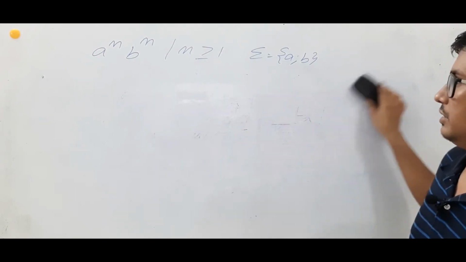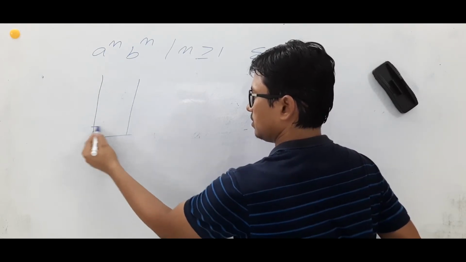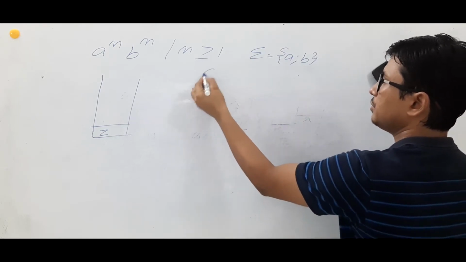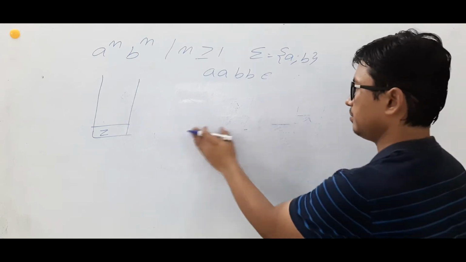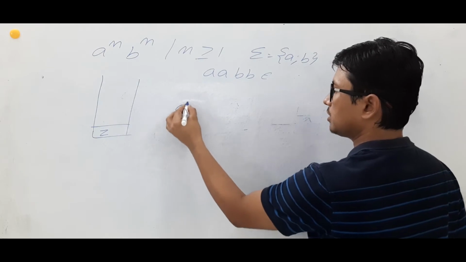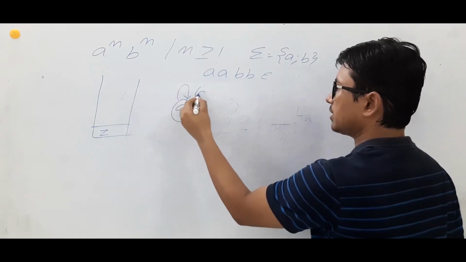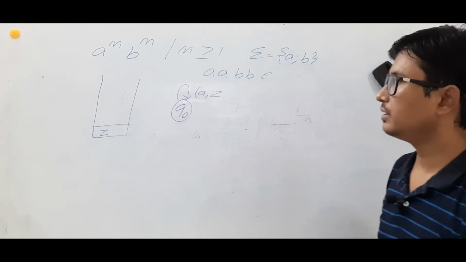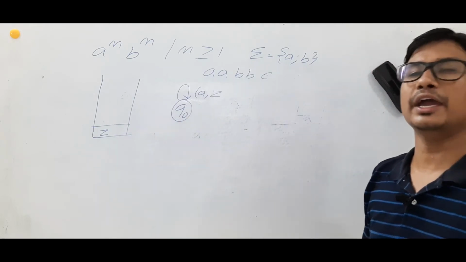Now listen carefully. Initially the stack is empty. Okay, you have the bottom of the stack symbol Z. Now you have the input A, B, B. This string you have to accept because it belongs to the language L. Now I am in the state Q0. I am looking at the input alphabet A and the stack symbol is Z. Then what should I do? I have to push it.